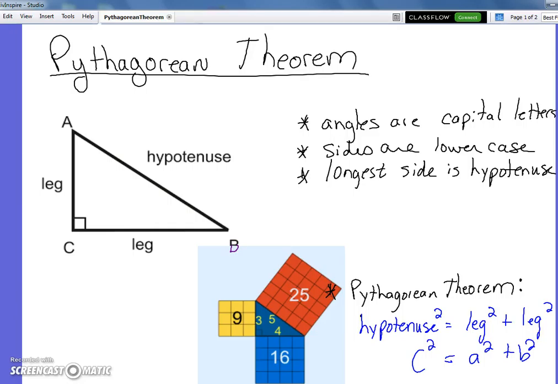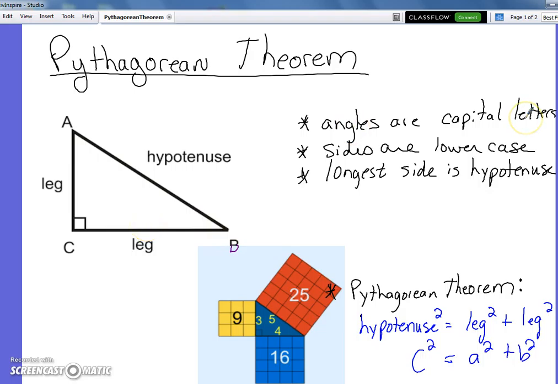This is the Pythagorean theorem. The Pythagorean theorem was proved by a guy named Pythagoras many years ago. It's all based on a right triangle. Again, a right triangle, you have a right angle. Opposite the right angle is called the hypotenuse. That's the longest side. And then you have the two legs, or the two sides of the triangle.